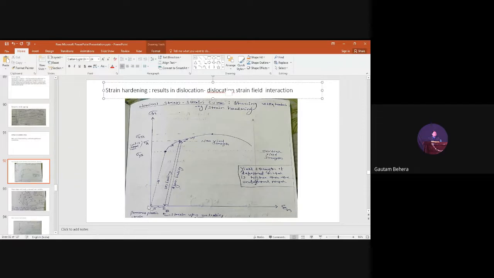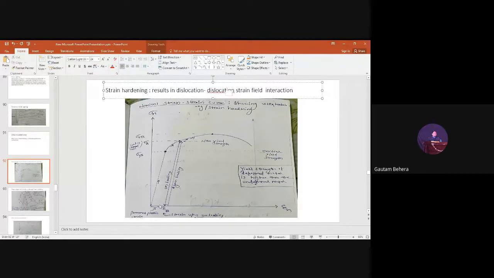Suppose you strain the material first. You deform the material first to this point, for example. This point is above the yield strength point and below the UTS point. Then I will unload the material, like this. This is the unloading of the material.